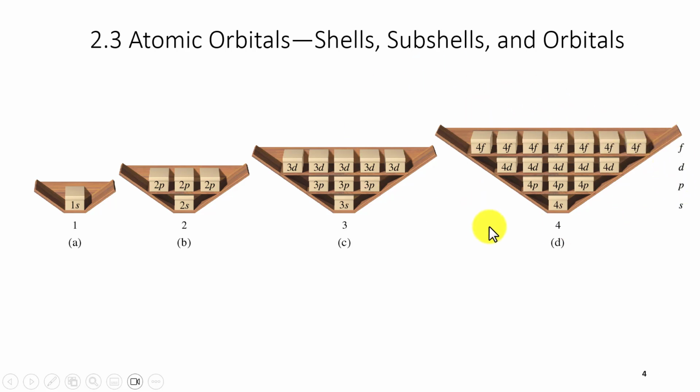This gives you a visual idea of what the divisions might look like. In the Bohr model, we only had circles. We didn't have these subshell divisions and orbitals at all. We just had 1, 2, 3, and 4. So it was much simpler than the quantum mechanical model.